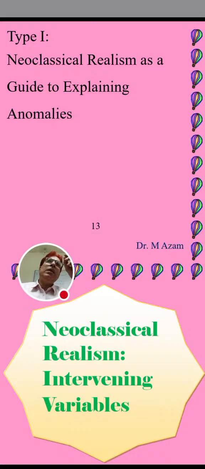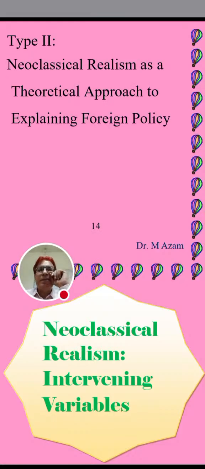So this type of neoclassical realists, they identified the anomalies in classical realism and neorealism. They understood and explained the irregularities in classical realism and neorealism. So it became type 1 of neoclassical realism. What is type 2 of neoclassical realism? A theoretical approach to explaining foreign policy. Type 2 neoclassical realism is a theoretical approach to explaining foreign policy.